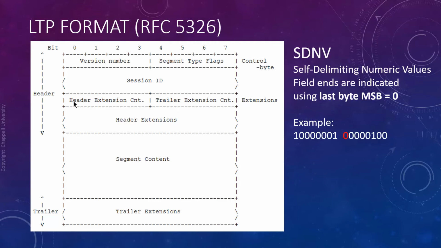Then we have the header extension count, which is set to nothing, and I don't have any trace files using header extensions or trailer extensions at this time. But if they are in use, they would follow underneath here where header extension is, and then trailer extensions would sit below the content for the segment itself.